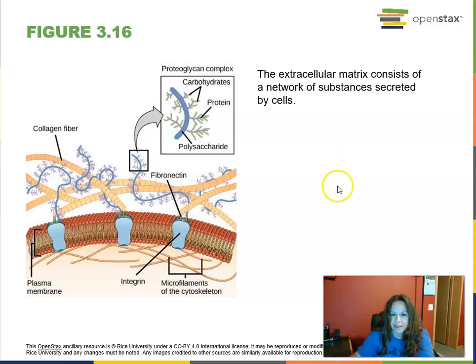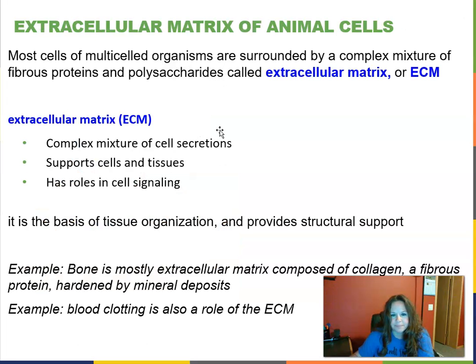So there's a nice picture of the extracellular matrix, the different things that may be in there, from carbohydrates and proteins. This is the basis of our tissue organization and provides structural support out there as well. So here's some examples. Bone is mostly extracellular matrix composed of collagen, a fibrous protein, and some hardened mineral deposits. And blood clotting is also a role of extracellular matrix.